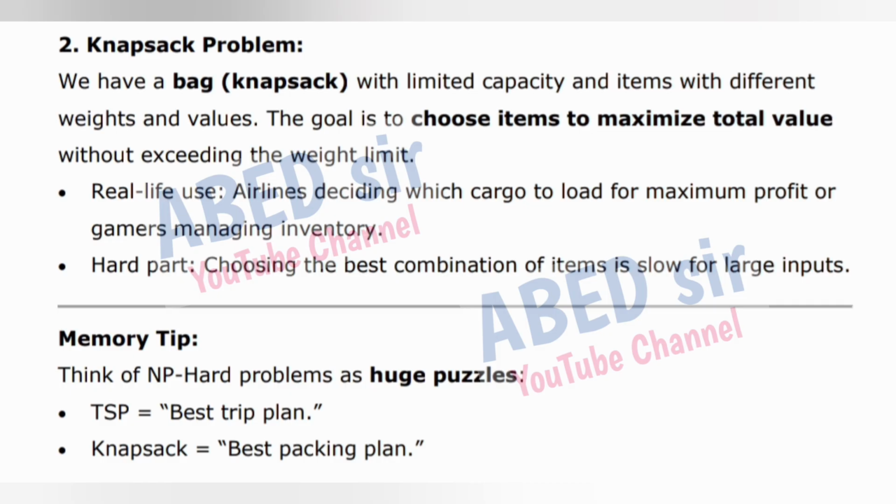Real-life use: airlines deciding which cargo to load for maximum profit, or gamers managing inventory. Hard part: choosing the best combination of items is slow for large inputs. Memory tip: think of NP-hard problems as huge puzzles. TSP equals best trip plan. Knapsack equals best packing plan.